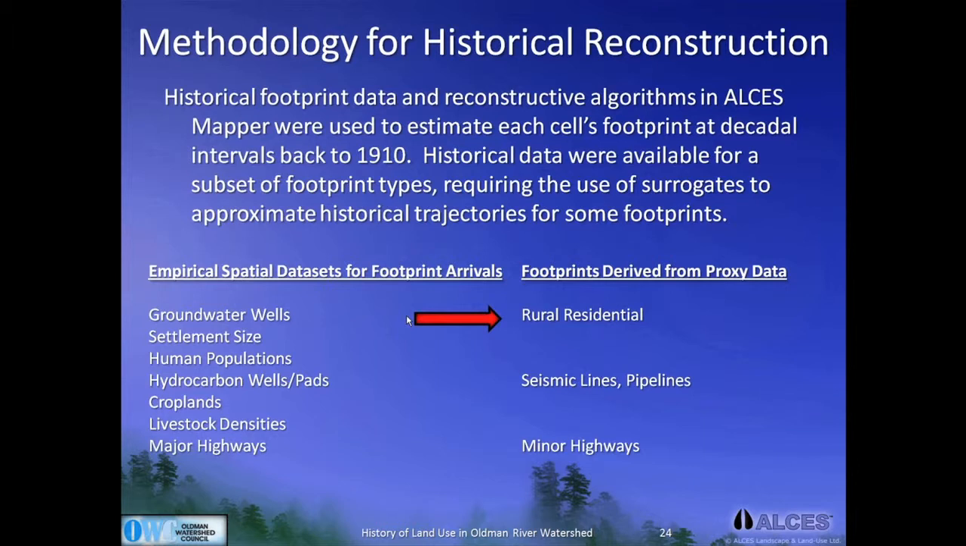Similarly, by knowing the arrival of hydrocarbon wells, it's possible to estimate the time at which seismic lines and pipelines were built on the landscape. A variety of other features were used to determine minor roads and highways, and collectively then you're able to build a compelling story as to how each of these footprints arrived.